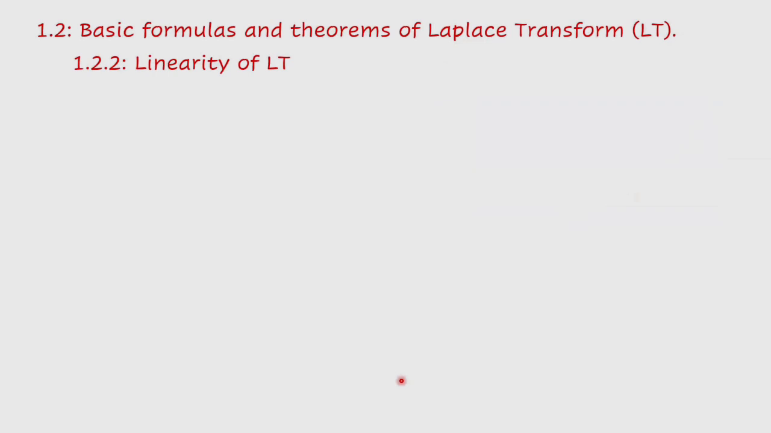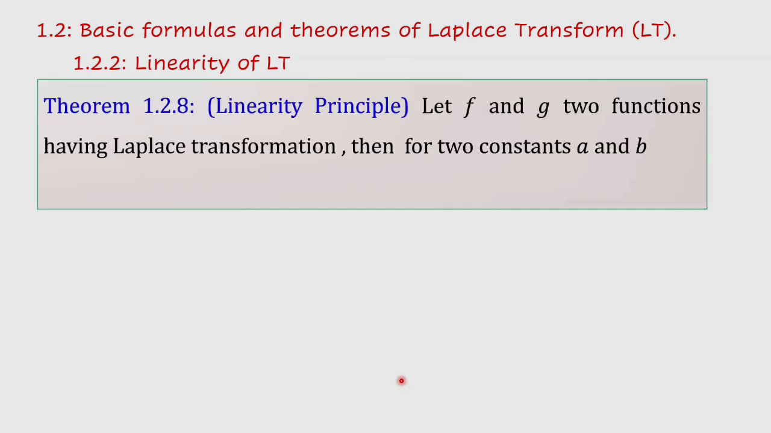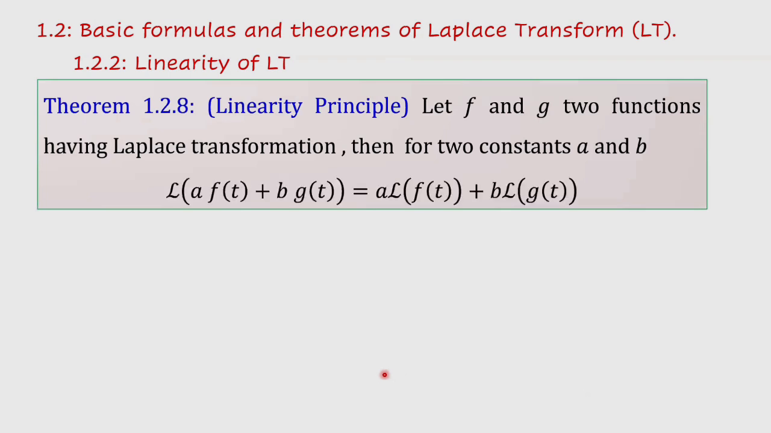Now, one of the important properties in the next section is the linearity of the Laplace transform. Here we have this theorem, the linearity principle: if f and g are two functions having Laplace transforms, then for two constants a and b, L{a f(t) plus b g(t)} is equal to a times L{f(t)} plus b times L{g(t)}, where the constants come out. We have a proof of this.